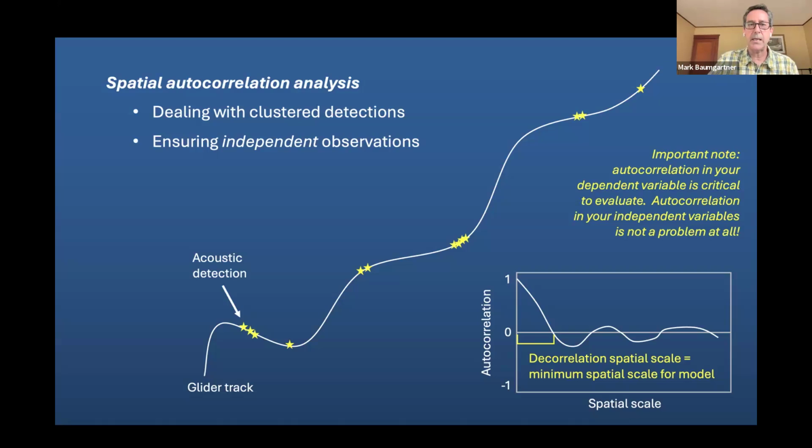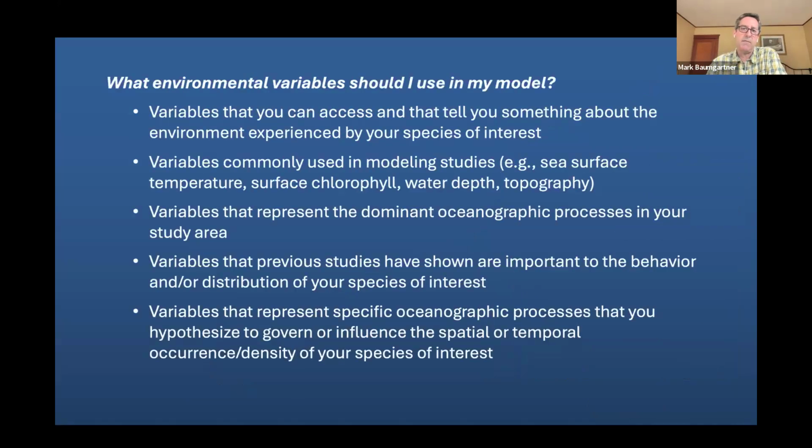All right, let's get on to the independent variables then. So what environmental variables should you use? This is a kind of funny laundry list, sort of from the easiest to the most targeted.